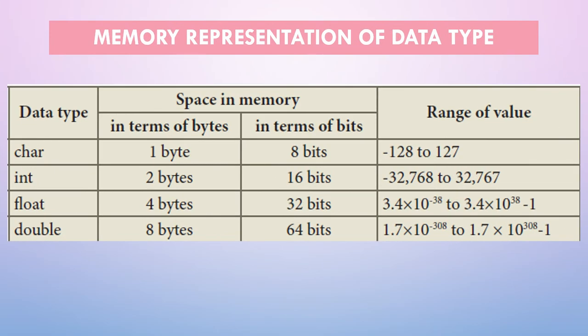Then, memory representation of data types. See, why are we using these data types, and why do we have to declare these data types before a variable is used? We know that data is a collection of raw facts. Each data item may belong to a different kind. It can be numbers or characters or fractions, so there are different kinds of values. The computer or processor has to process the value. Okay, this is the normal procedure.